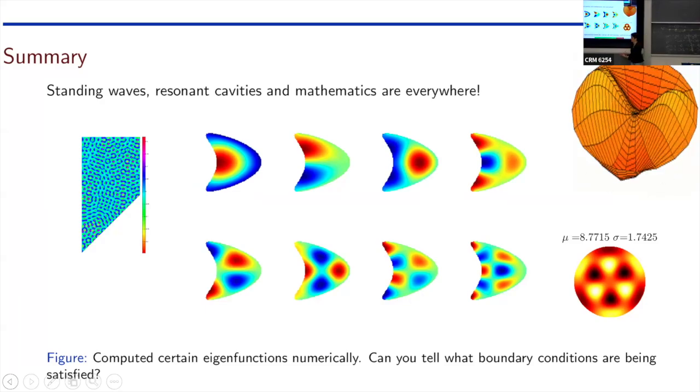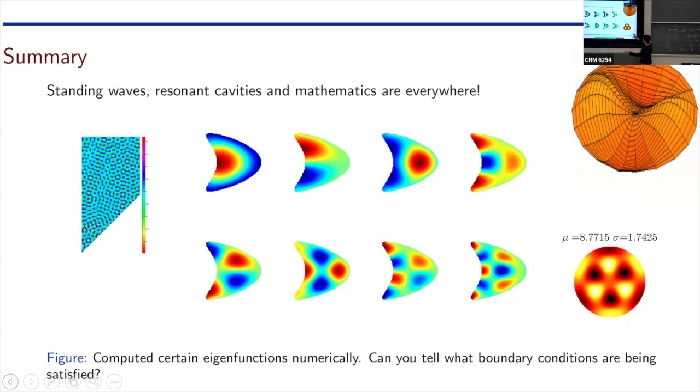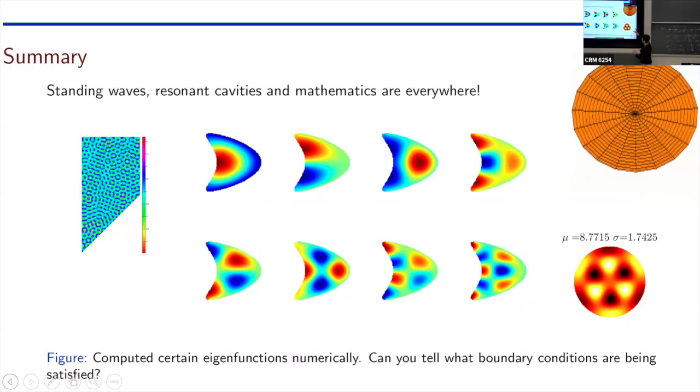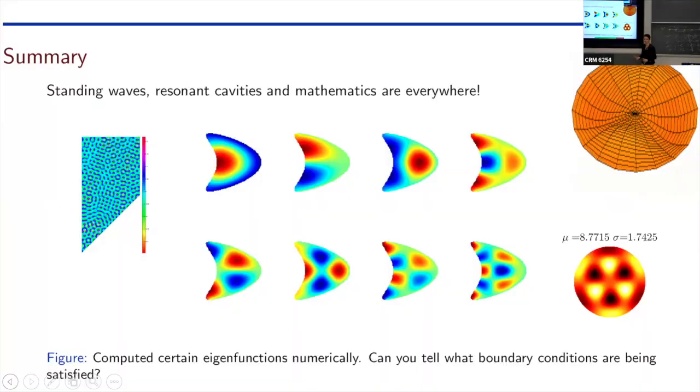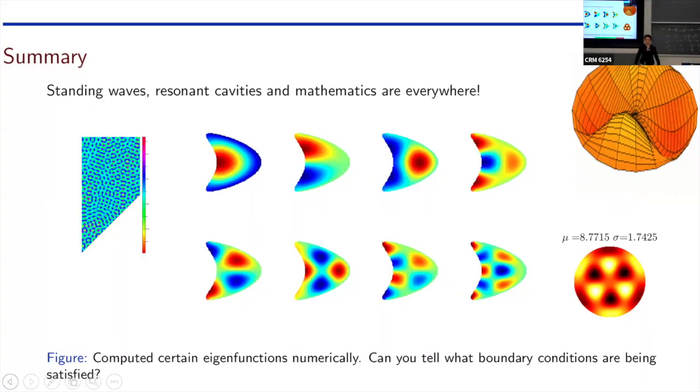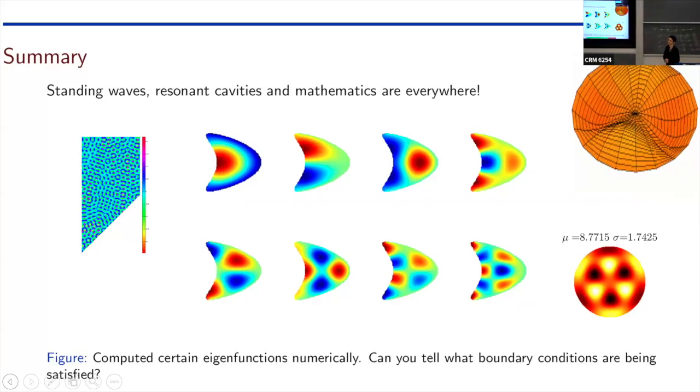So this is the one slide for the mathematicians. And this is the end of my talk. Here I have a range of different eigenmodes for different kinds of problems. Your task is to tell me for each of them what the boundary conditions were. So with that, I'll end my talk. So, thank you.